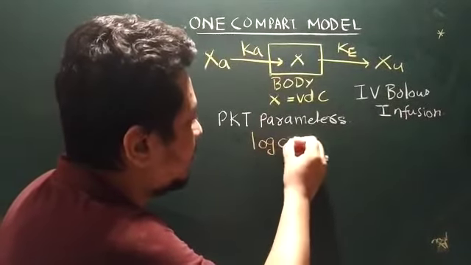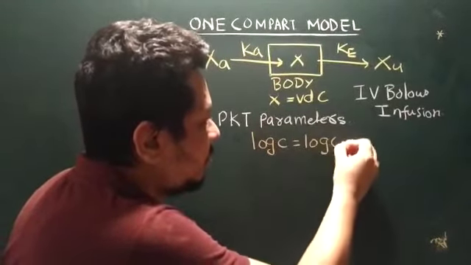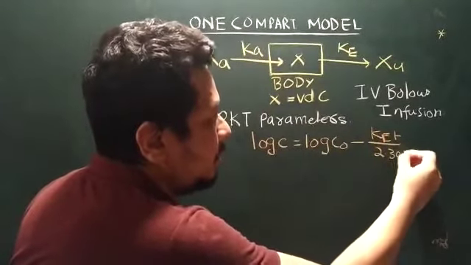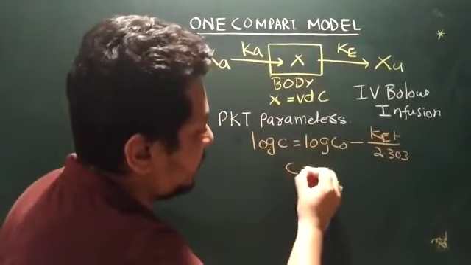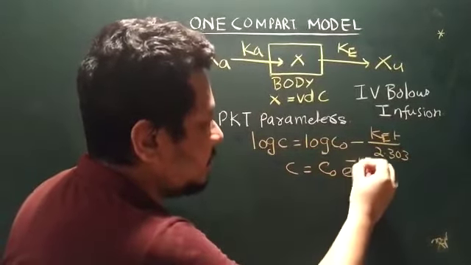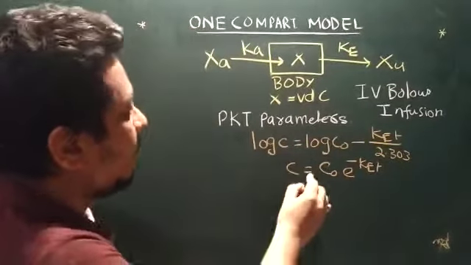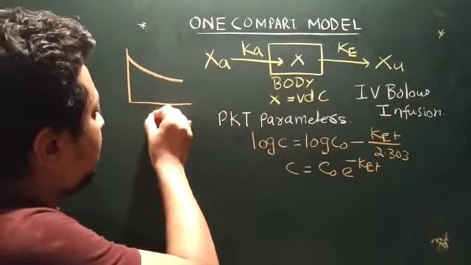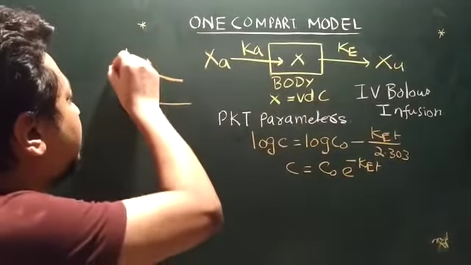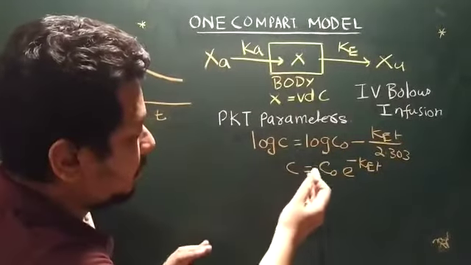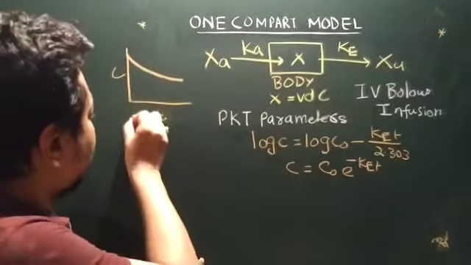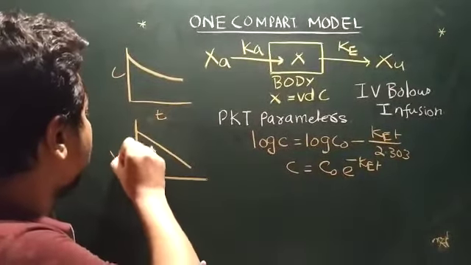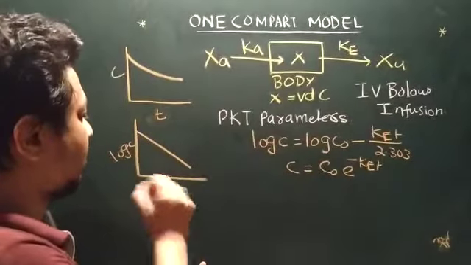Log C is equal to log C naught minus Ke t upon 2.303, and the same equation can be written in exponent form, C naught e^(-Ket). So in the exponent form, the graph is like this: this is t and C. But when you convert into the logarithmic form, the graph becomes like this: this is log C and the time.